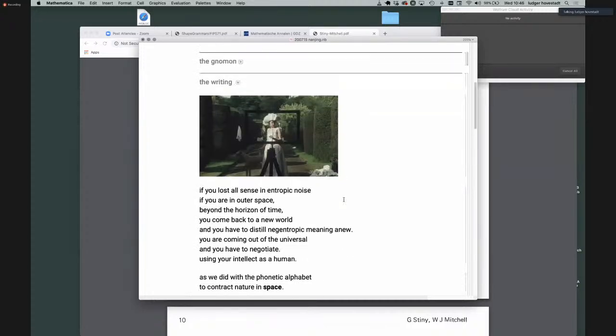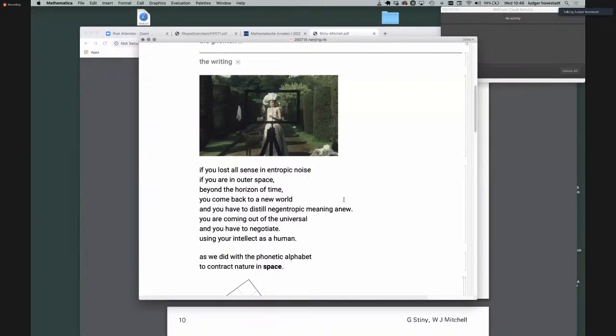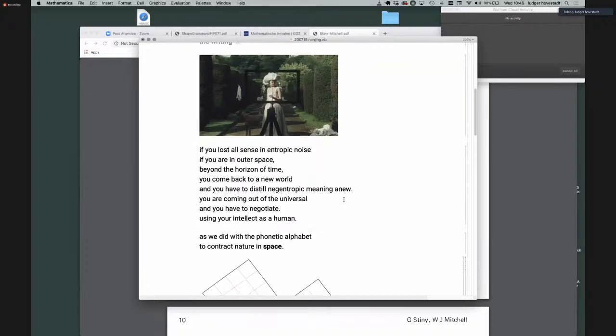Now, writing. If you lost all sense in entropic noise, if you are in outer space, beyond the horizons of time, you come back to the new world and you have to distill negentropic meaning anew. You are coming out of the universal and you have to negotiate using your intellect as a human. So you somehow affirmed that there is no sense and now you're coming back like an alien. And now you have to talk with the other aliens. You have to learn to talk.